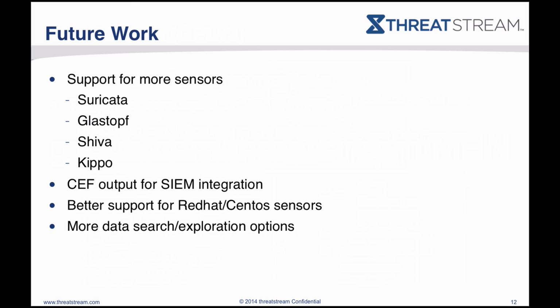Future work: we want to add support for more sensors. Suricata is another IDS sensor that we feel is pretty useful. Glastopf, Shiva, and Kippo are all honeypots that we want to deploy. We want to make a CEF output plugin as part of the API to allow really easy integration with SIEMs, such as ArcSight. We want to have better support for Red Hat and CentOS sensors. Right now, we support Ubuntu very well, but our Red Hat and CentOS support is not as good. We want to build on that.